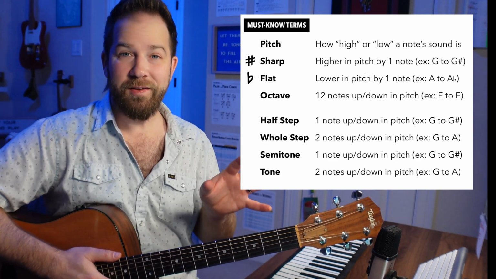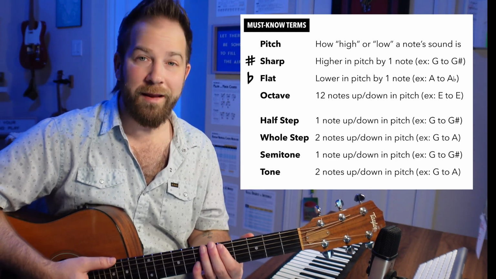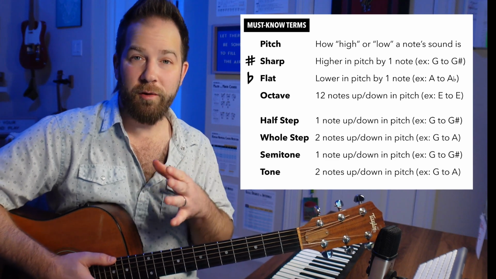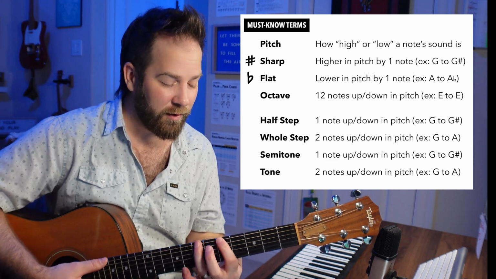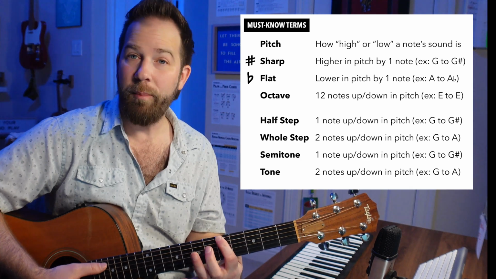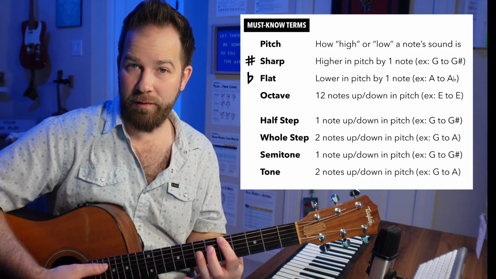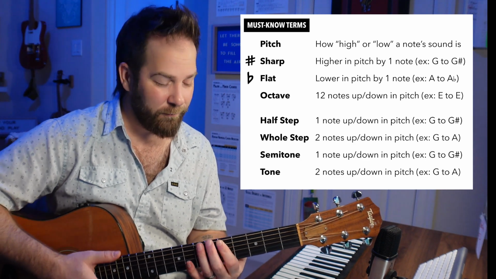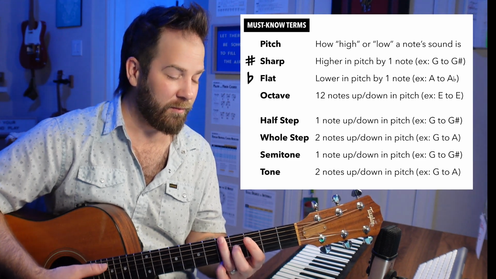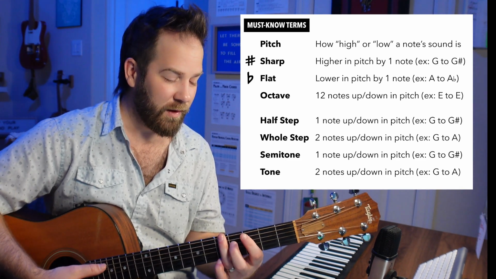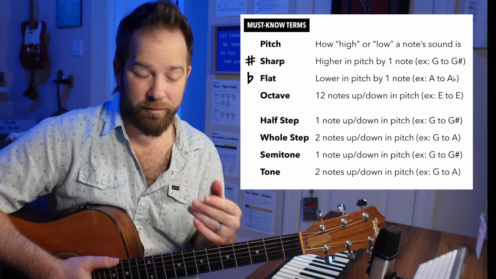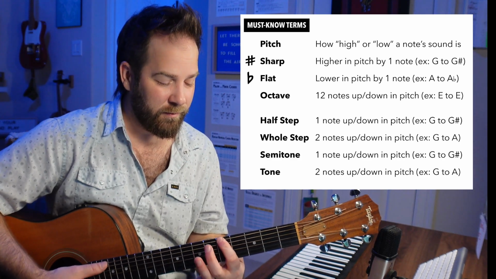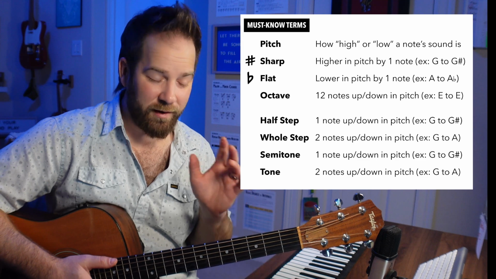Now, another way to say the same ideas is tone and semitone. A tone is another way of saying whole step. It's a 2-note difference, right? So this is up a whole step or a tone, and this is down in pitch by 1 tone. Okay? Likewise, we have semitone, right? That's just one fret. It's like a half step.